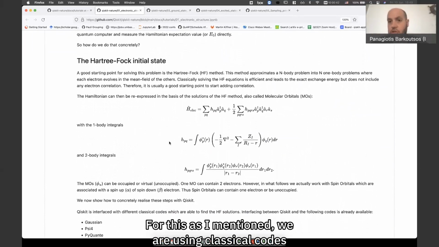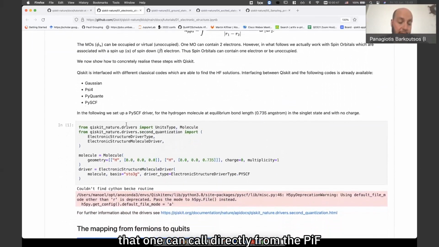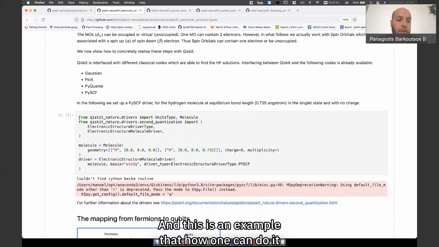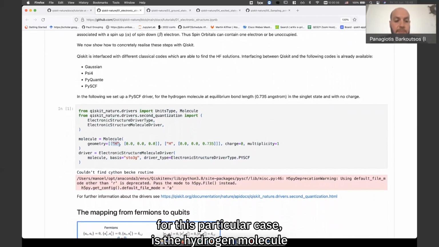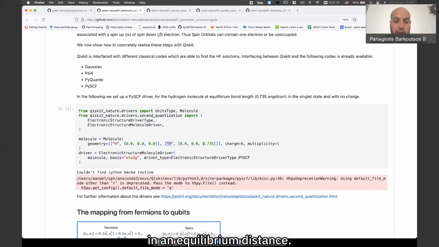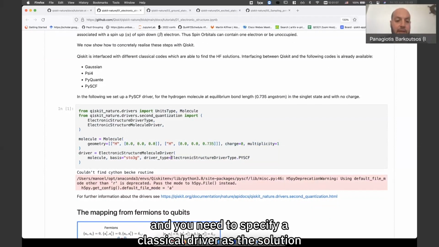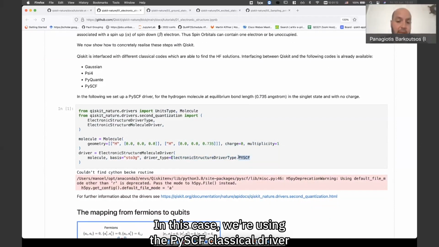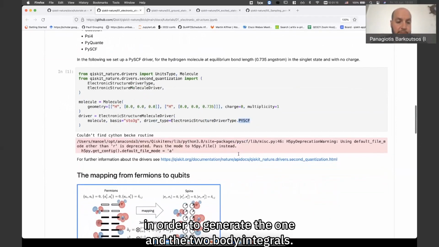For this, as I mentioned, we are using classical codes that one can call directly from the Qiskit Nature side, and this is an example of how one can do it in the software here. You see that we start from the definition of a molecule. For this particular case, it is the hydrogen molecule at an equilibrium distance. You specify the charge and the multiplicity of the system, and you need to specify a classical driver as the solution of the problem you are interested in. In this case, we're using the PySCF classical driver in order to generate the one and two body integrals.